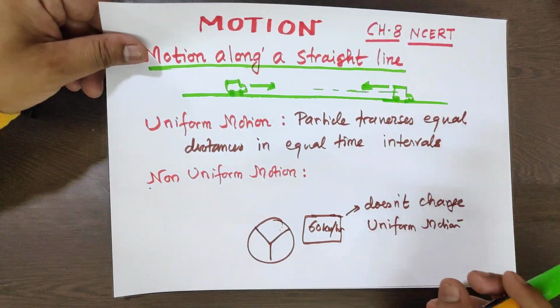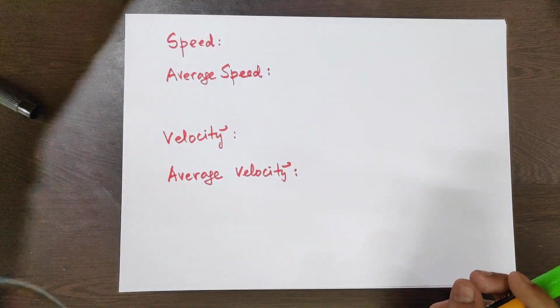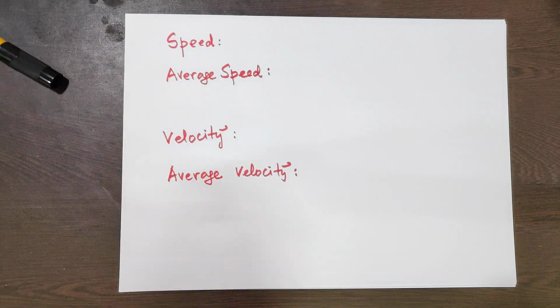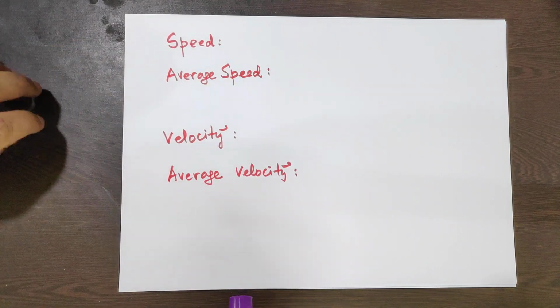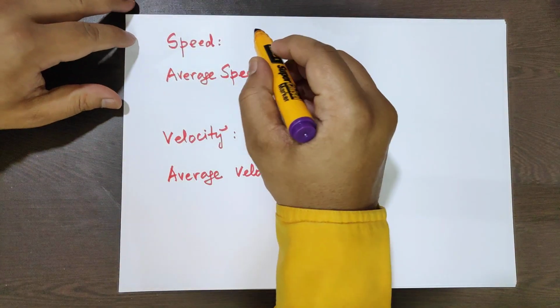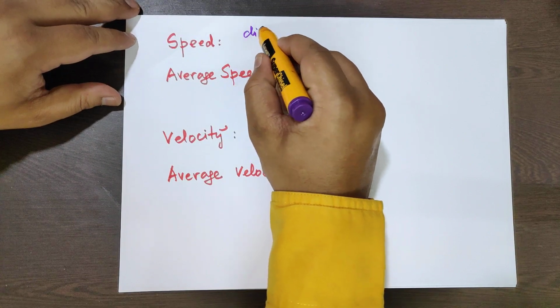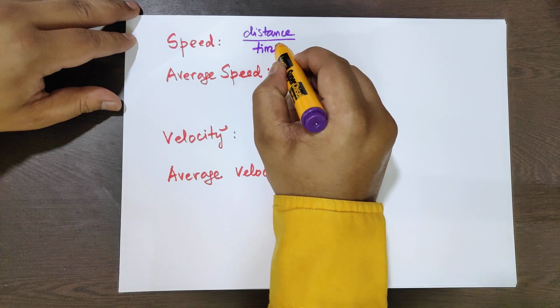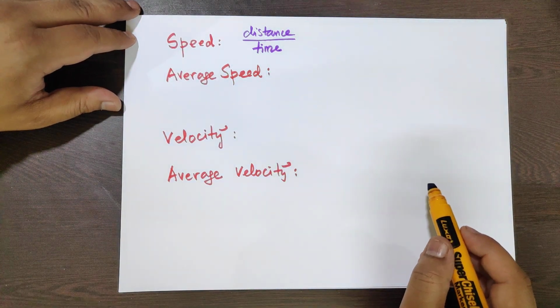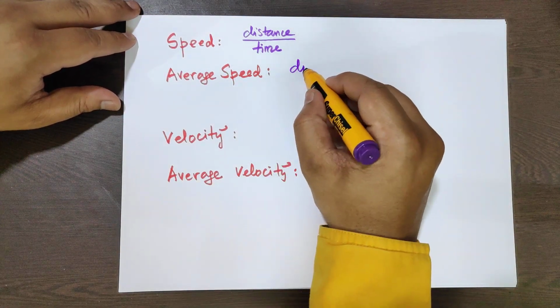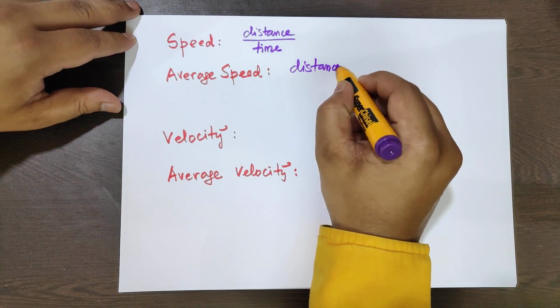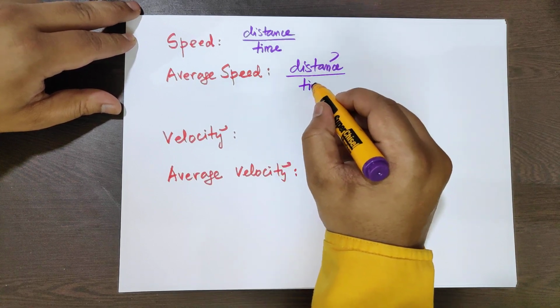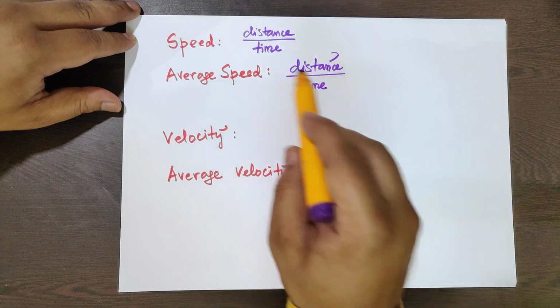Next is speed. What is the speed? Speed is defined as distance traveled by time. Speed is distance by time, right? Average speed is distance by time interval. It is also distance by time.